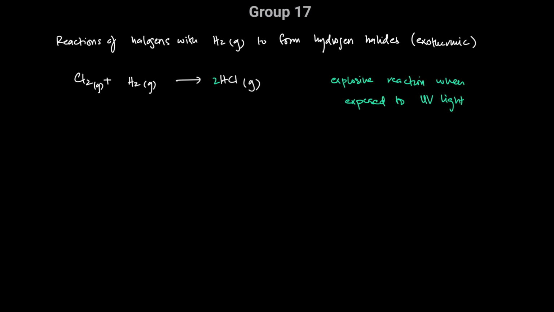On the other hand, if we look at the reaction of bromine with hydrogen, bromine we know is less reactive than chlorine, so it doesn't react as explosively. It's a much slower reaction. Normally when we want to react bromine with hydrogen, we're also going to provide heat. So here we can say that this reaction is a fairly slow reaction when heated.